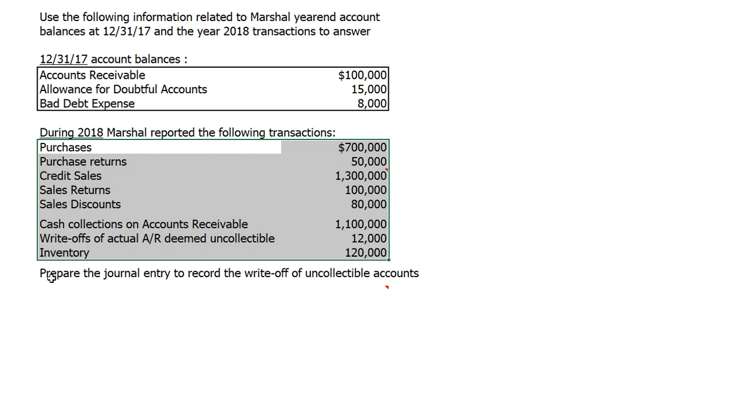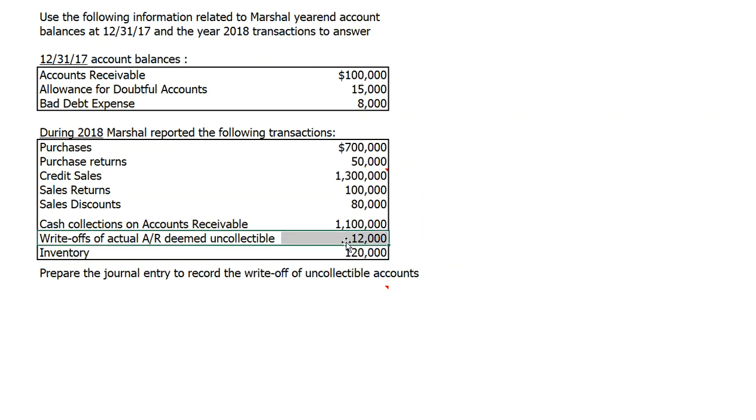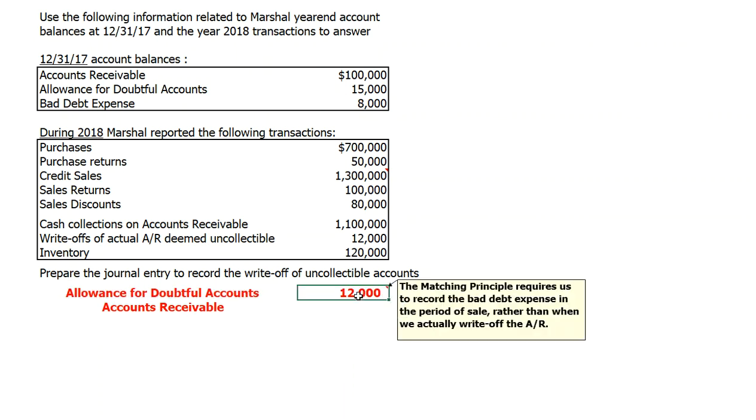Let's begin by preparing our journal entry to record the write-off of uncollectible accounts. We're told that actual write-offs deemed uncollectible were $12,000. When we write off receivables, we credit accounts receivable. Again, that's when we actually tear them up and decide they will be specific receivables uncollectible. The other half of the entry is to the allowance for doubtful accounts.